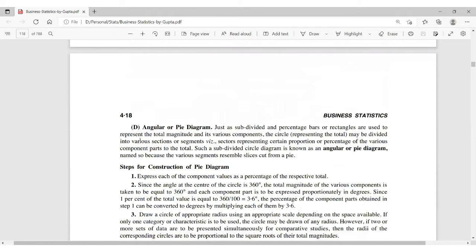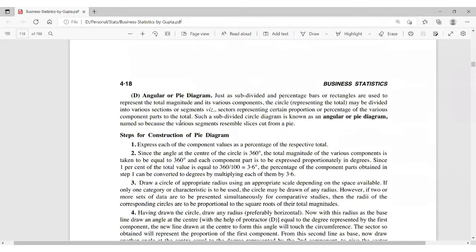That's it, not much. This one is important, the pie diagram, the angular pie diagram. A pie diagram is a representation in a circle, right? Just as a percentage bar is subdivided in a rectangle to represent the total magnitude and its various components, the circle representing the total may be divided into various sectors. See, in this we draw a circle, then further divide the circle into subparts.